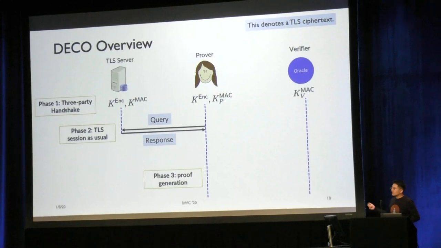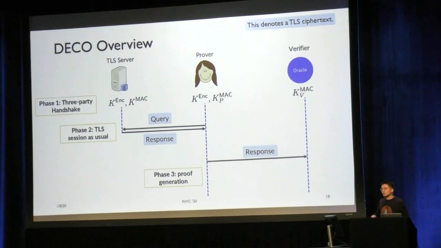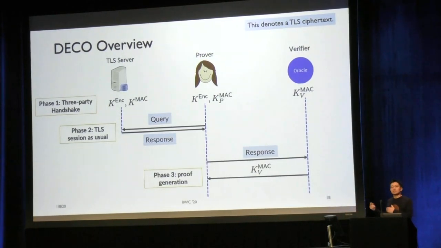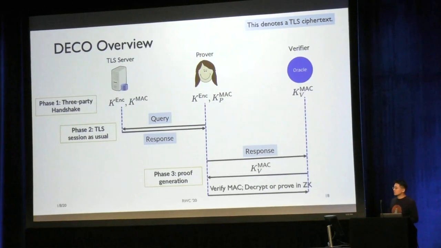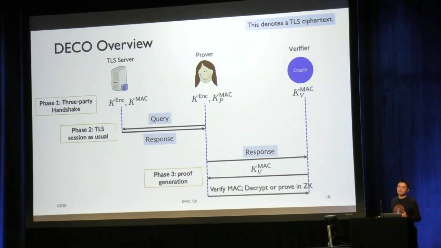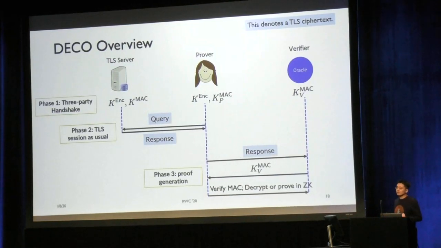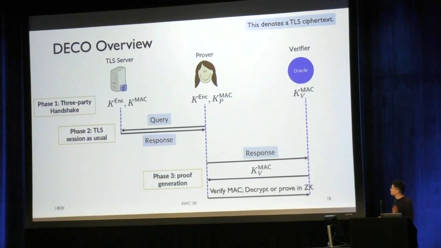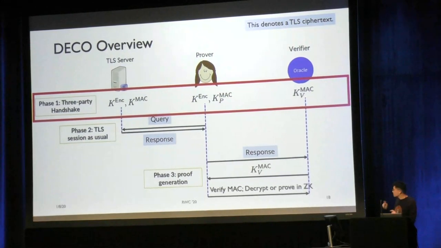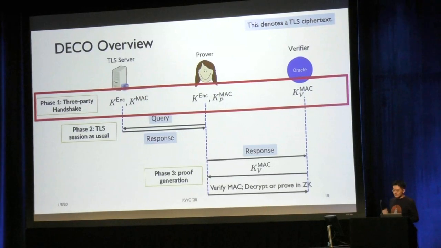Then the protocol proceeds to the third phase, proof generation. The prover sends the response to the verifier to commit to it, and gets back the other piece of the MAC key. Now the prover has the full MAC key, so she can verify the integrity of the response, and then choose to either decrypt it or prove statements in zero knowledge according to the specific requirement of the application. So this is the high-level flow of the Deco protocol. In the rest of the talk, I will talk about each step briefly. So first, let's take a closer look at how the three-party handshake actually works. We already know what to expect in the end, but how does that really work?